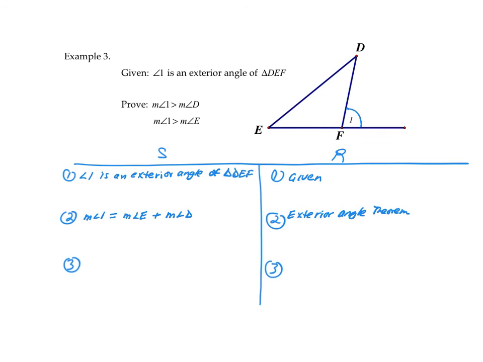But again, the whole thing is that the measure of an exterior angle of a triangle is equal to the sum of the measures of the two remote interior angles. Well, if you combine line 2 with what we just talked about with the properties of inequality, this would tell us that the measure of angle 1 is greater than the measure of angle E, and the measure of angle 1 is also greater than the measure of angle D. And you, again, can just say it's a property of inequality.